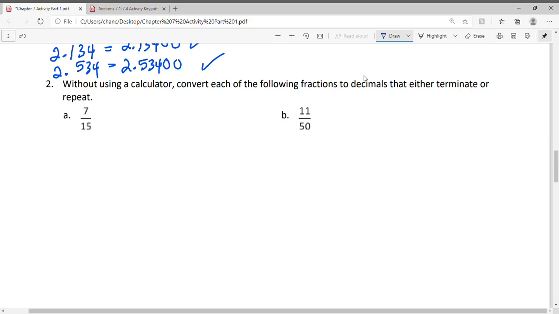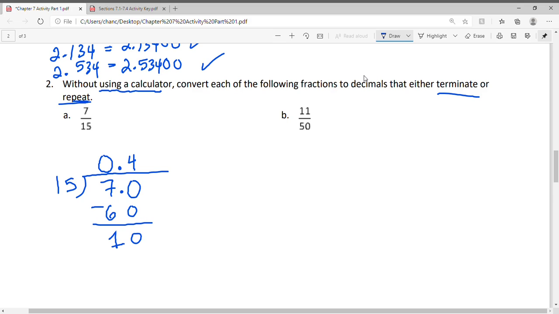Question 2. Without using a calculator, convert each of the following fractions to decimals that either terminate or repeat. So let's figure out how to do this. We have 7 over 15. To convert a fraction into a decimal, we'll use long division. Let's divide 15 into 7. Now 15 does not go into 7, so I'm going to put a 0 in front of my decimal and add an additional 0. How many times does 15 go into 70? Well, it goes in there 4 times. 15 times 4, that's 60. We'll subtract. I get a remainder of 10.